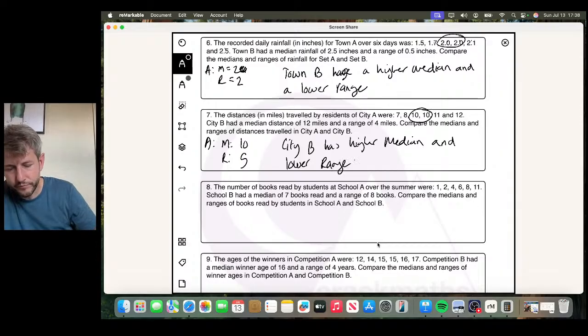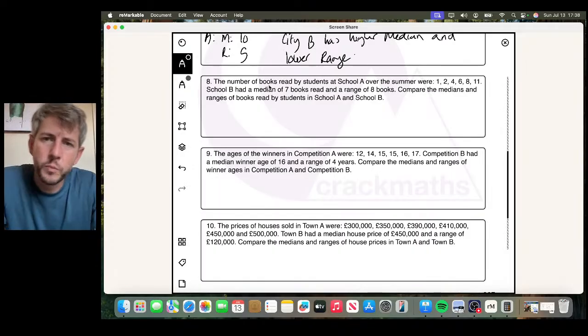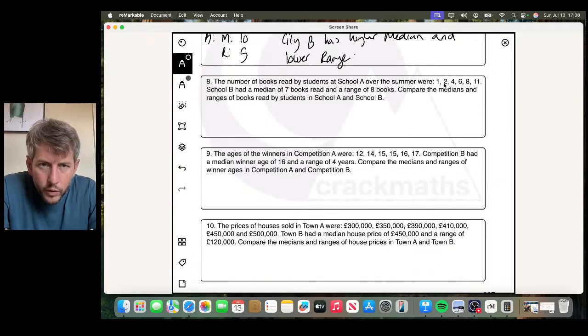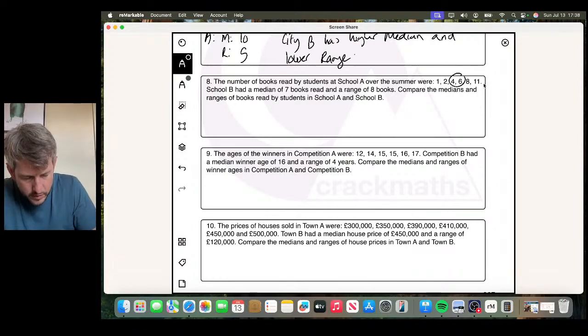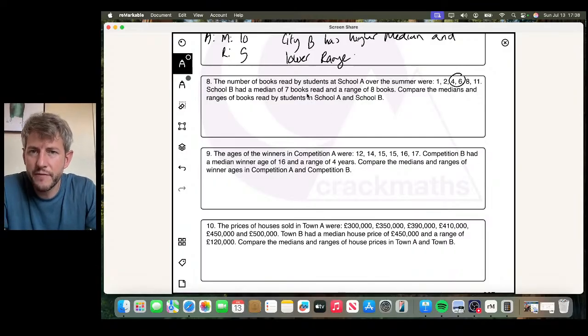Okay. Here we go, and then question 8. The number of school books read by students at school A over the summer were 1, 2, 4, 6, 8 and 11. 1, 2, 3, 4, 5, 6. So 6 again, so there's 2 in the middle. School B had a median of 7 books read and a range of 8 books.